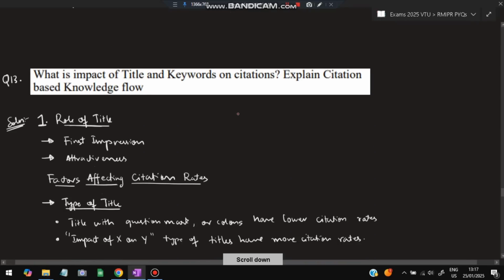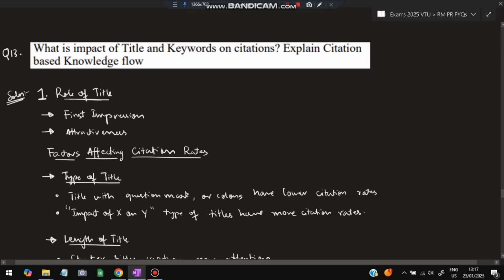Moving on to the last super important question of module 2: what is the impact of title and keywords on citations? What kind of title and what kind of keywords we use, and how does it affect the citations? Also, they have asked to explain the citation-based knowledge flow. First we'll discuss title and keywords, then we'll come to the citation-based knowledge flow.